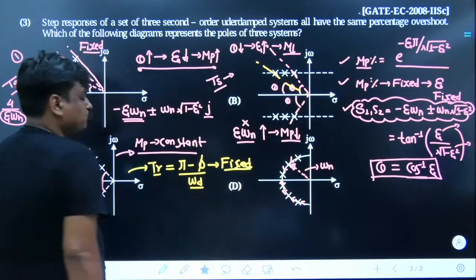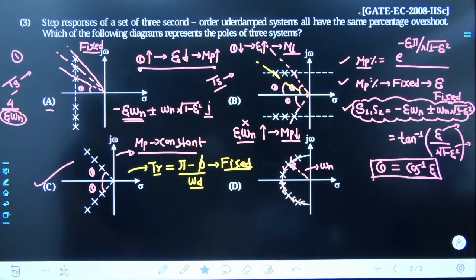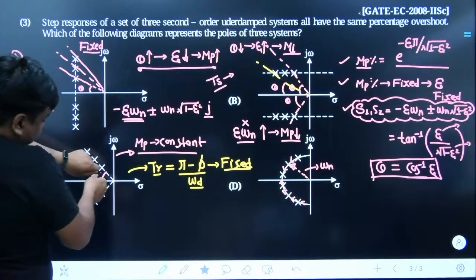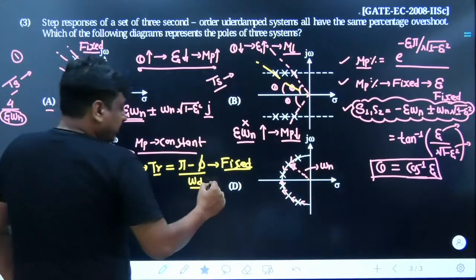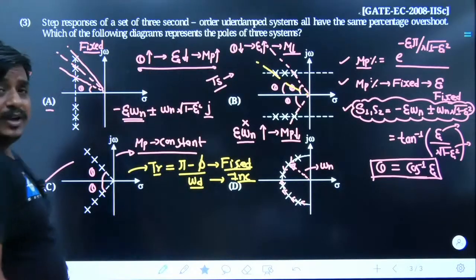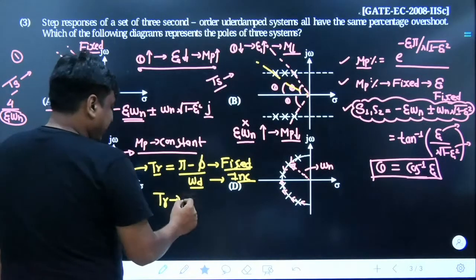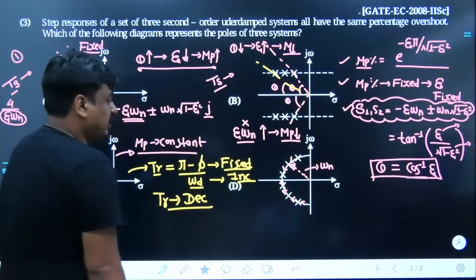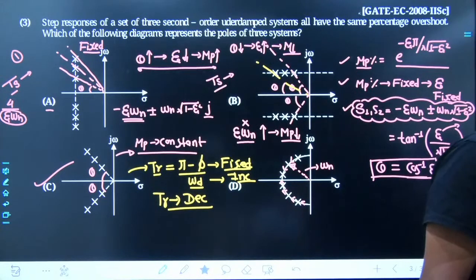Similarly, if we talk about omega d, what is omega d? Omega d is the imaginary part, and the separation from the sigma axis keeps increasing. That means the value of omega d keeps increasing. So the denominator keeps increasing while the numerator is fixed. One thing is quite sure, Tr has to be decreasing in nature. Yeah, phi would be constant, yes, that's perfect.